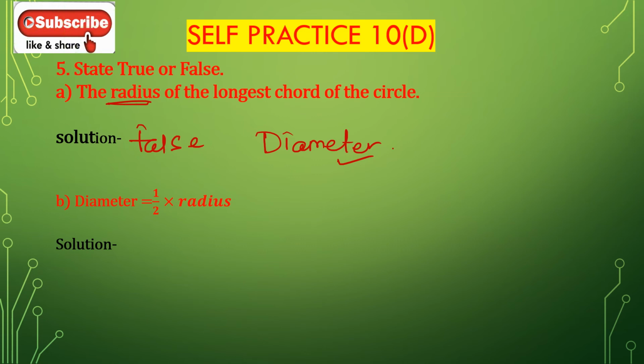B bit. Diameter is equal to half of radius. This is false. Diameter is twice of radius. 2 times of radius.